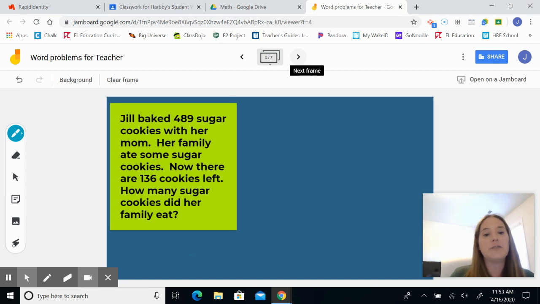All right, let's read it for a second time. Circle important numbers and underline important words. Jill baked 489 sugar cookies. She baked them. Her family ate some. Remember that word is an unknown number, so I'm going to circle it. Her family ate some sugar cookies. Now there are 136 cookies left. How many sugar cookies did her family eat?